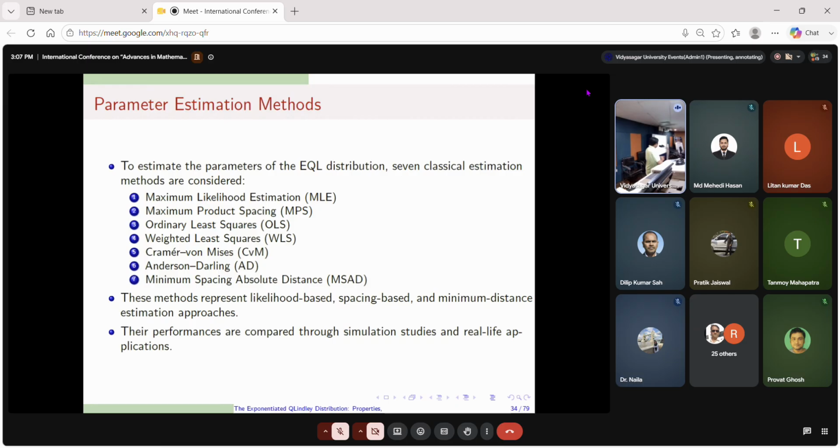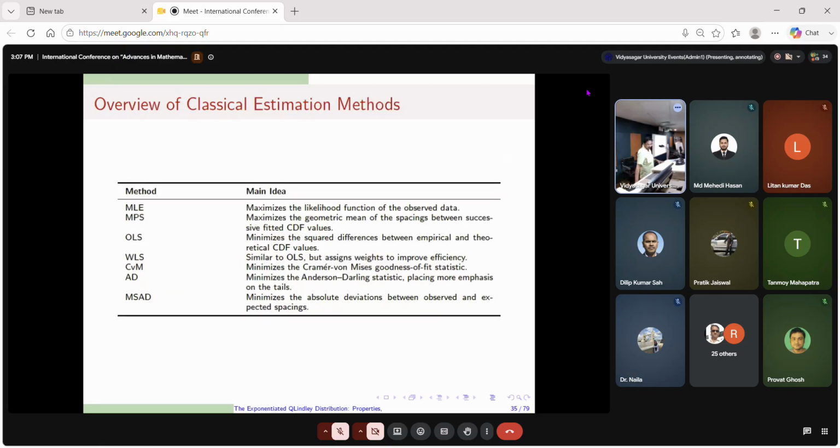Total 7 estimation techniques: maximum likelihood estimation, maximum product spacing estimation, ordinary least squares, weighted least squares, Cramér-von Mises, Anderson-Darling, and maximum spacing absolute difference techniques. So with the help of those 7 estimation techniques, we have estimated the parameters of the proposed distribution. So this is the main idea, when we have to adopt those estimation techniques.